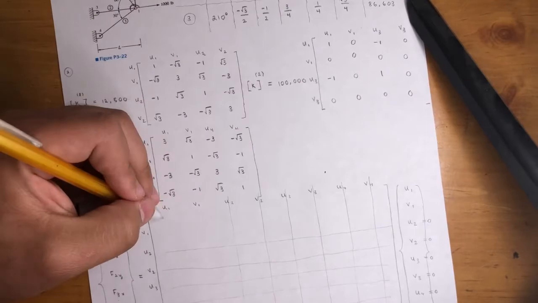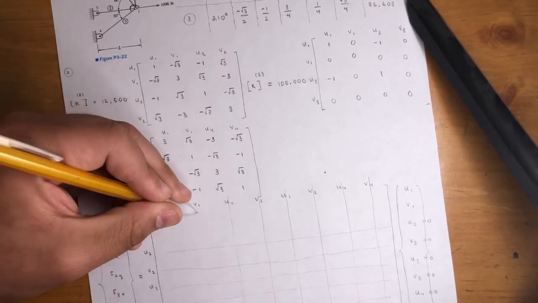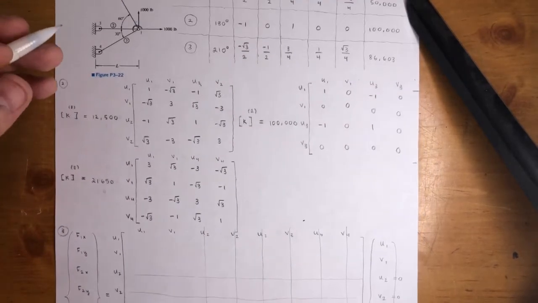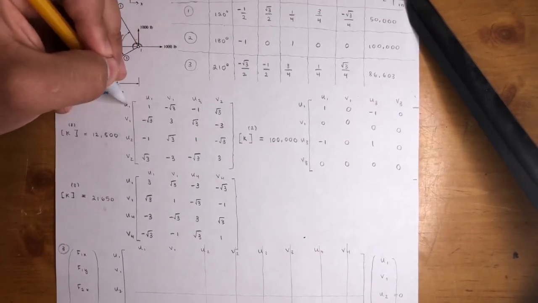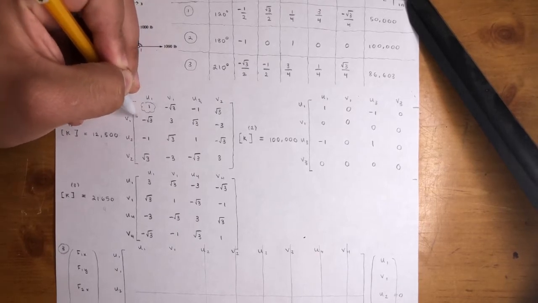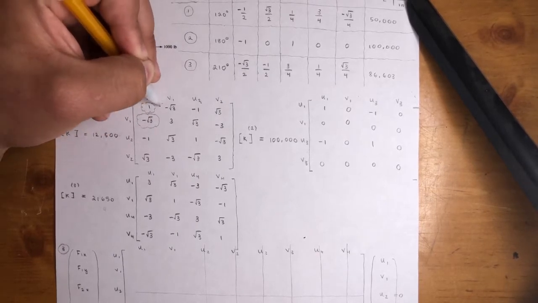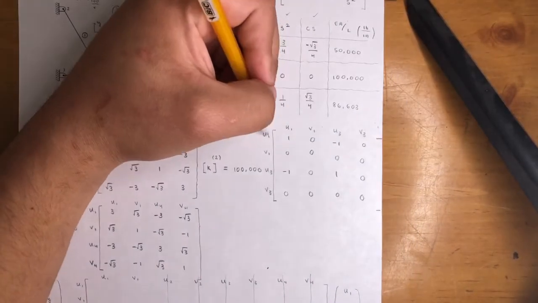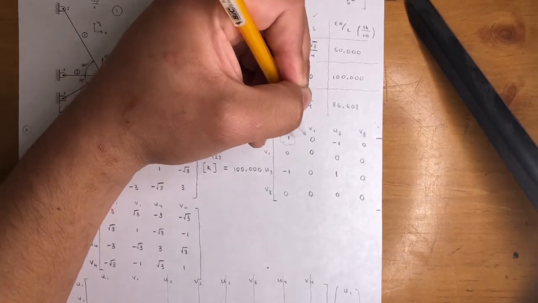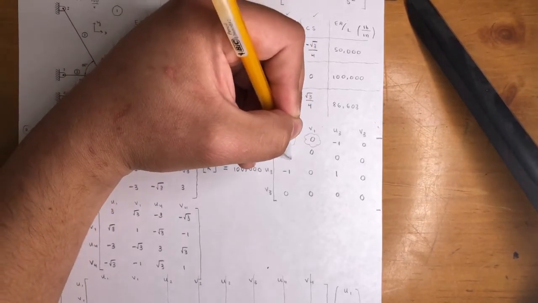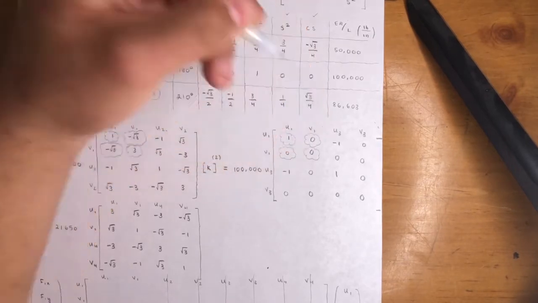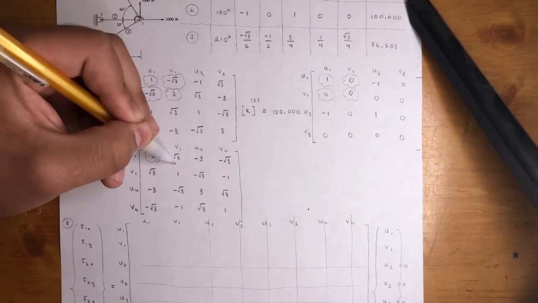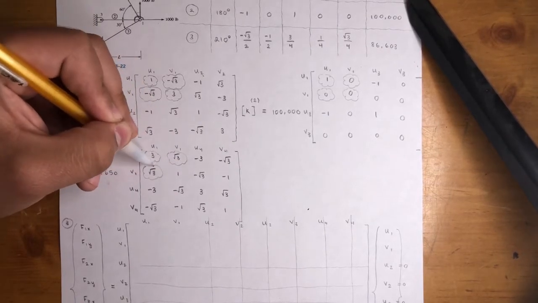Now we're just left with these four positions, right? U1, U1, U1, V1, V1, U1, and V1, V1. So now we only focus on those. So look, there's a U1, V1, U1, V1. So that means these four are important, okay? We're gonna need them. We're gonna need these two. U1, V1, U1, V1, that means these are important. We're gonna need them. And that's pretty much it.